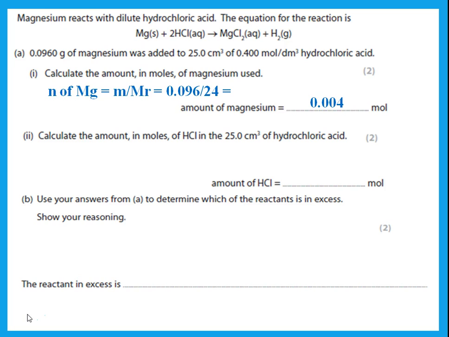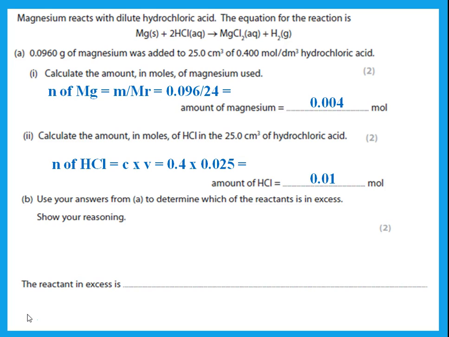Now calculate the number of moles of HCl in this. He gives me full information about HCl, so I'm not going to get it from the equation, I'm going to get it from his information. And we said if he gives me information about both reactants, then he's looking for which one is excess and which one is limiting. So I'm going to use the information he gives me, 25 centimeter cube, 0.4 mole per decimeter cube, to get the number of moles of HCl. That comes out to be 0.01.